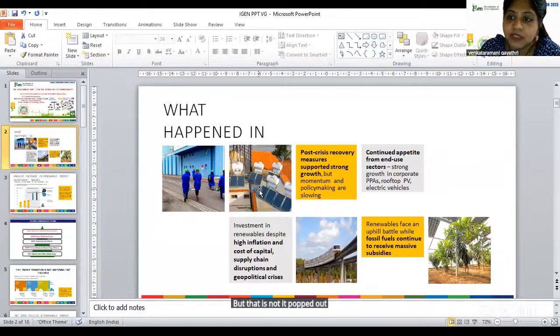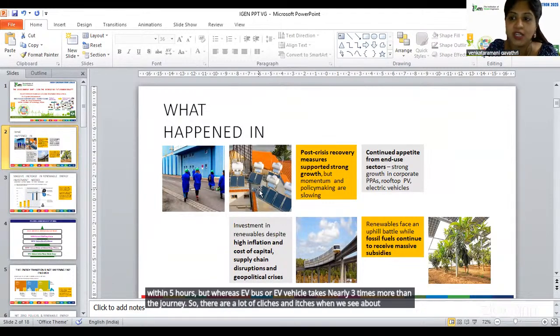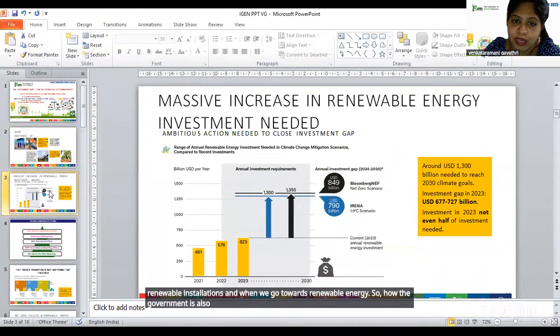We can see some electric buses that we still travel in, but we have to manage the time limit. The normal bus goes within 5 hours, whereas an EV bus or EV vehicle takes nearly 3 times more for the journey. So there are a lot of clichés and itches when we look at renewable installations and when we go towards renewable energy. How is the government trying to manage all these things?